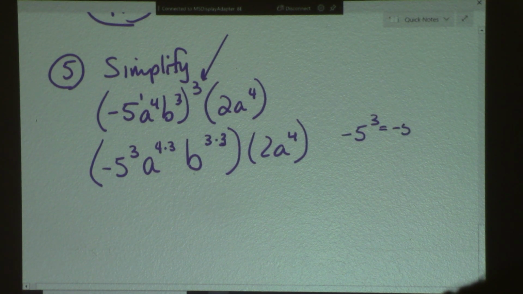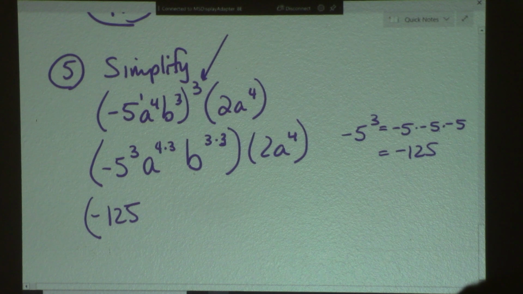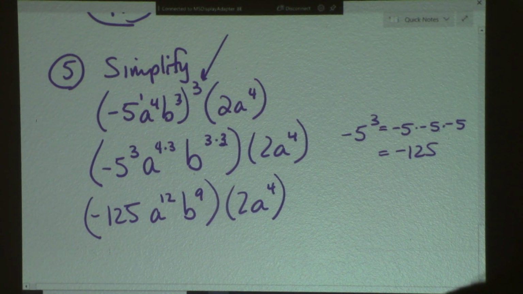That means negative 5 times itself 3 times. Not 5 times 3. Be careful. Negative 5 multiplied by itself 3 times. So I get here 25, 5 times 5 is 25, and then times negative 5 again is negative 125. So I have negative 125 here, and then 4 times 3 is 12, and 3 times 3 is 9. I multiply those powers, okay?